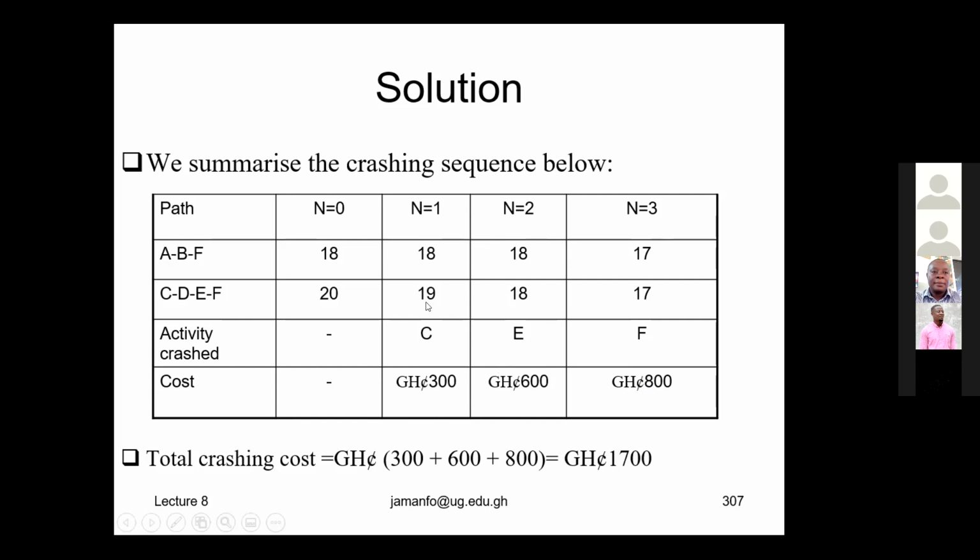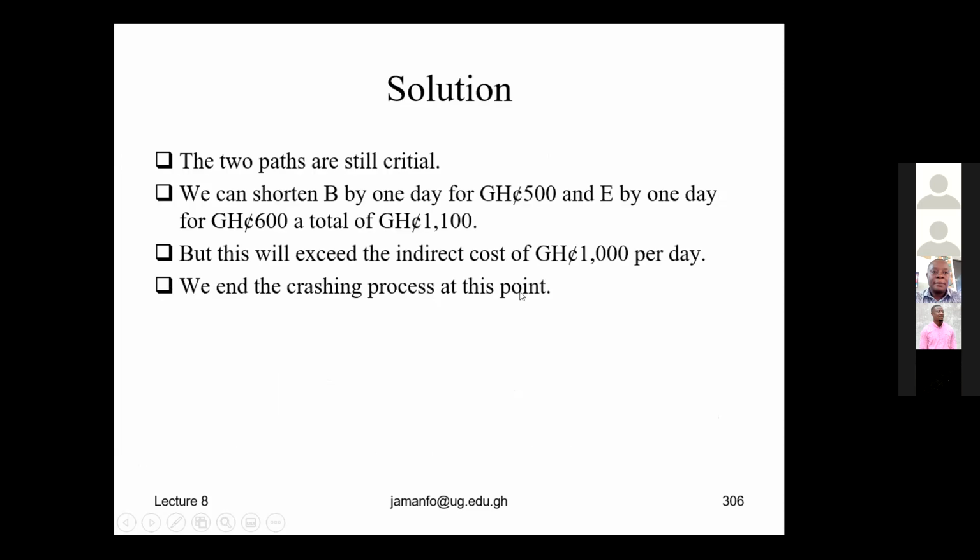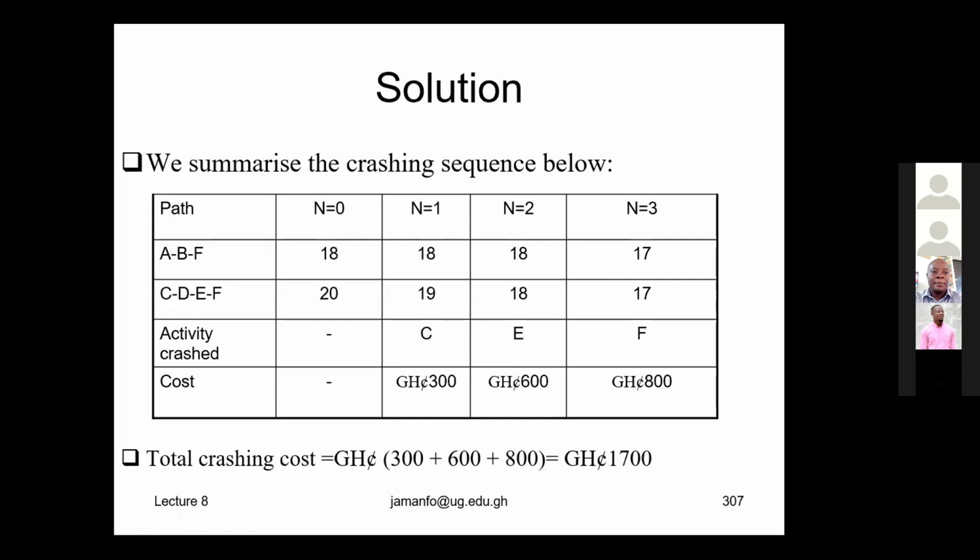Remember, at this point, both paths are critical. So we focus on an activity which is common to both paths, or we can select one from there, one from here. But that is what we did here. And we said if we do so, we are going to get 1,100, which will exceed the allowable crash cost per day. So we can't do that. We need to focus on a common activity, which is F. So even though it is expensive, that is what we look at.